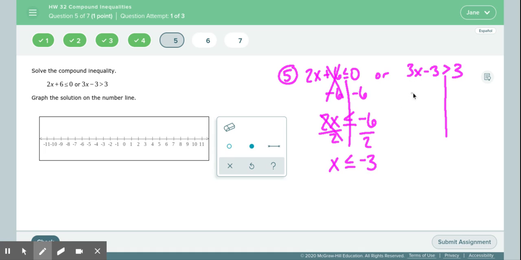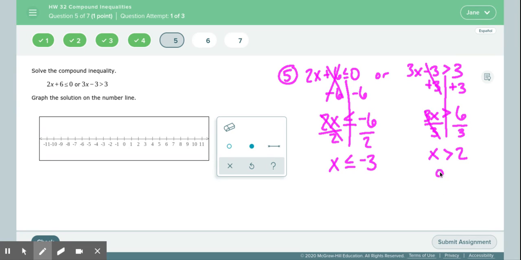On this one over here, I have x, it's being multiplied and subtracted. I'm going to get rid of the subtraction first. I'm going to add 3 to both sides. This leaves me with 3x is greater than 3 plus 3, which is 6. X is being multiplied, so the opposite is divide. I'm dividing by a positive, so my inequality symbol stays the same. This gives me x is greater than, and then 6 divided by 3 is 2.